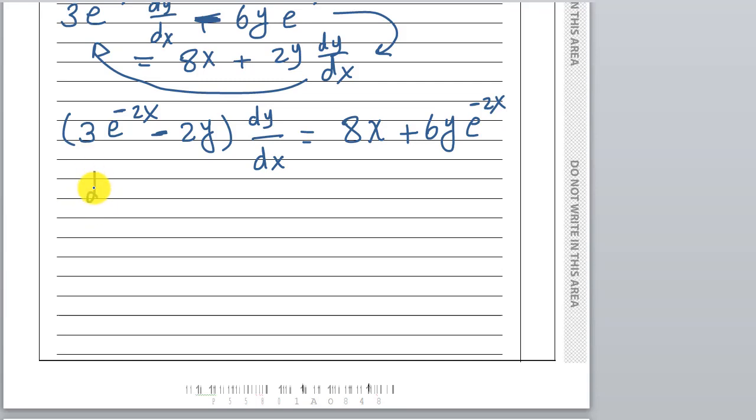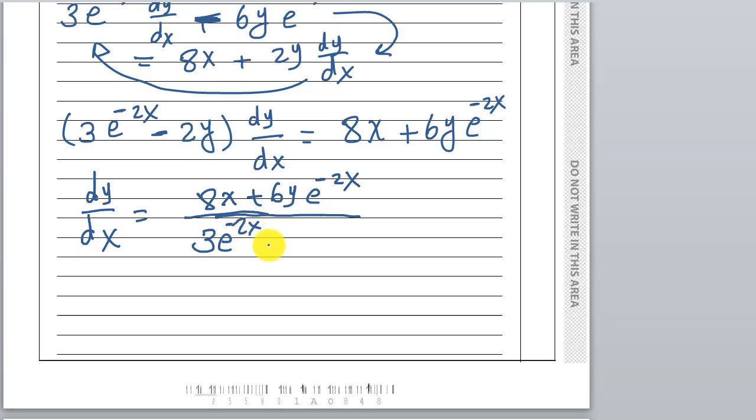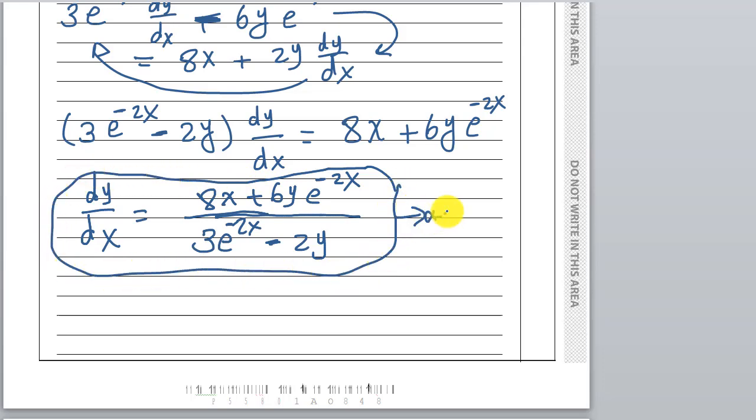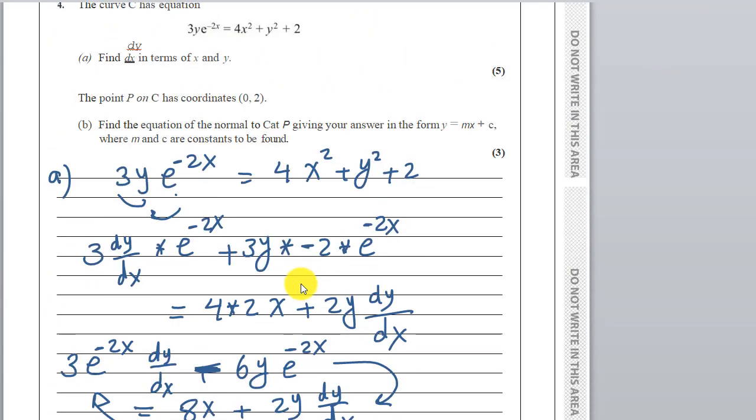So dy/dx will equal to (8x plus 6y e^(-2x)) divided by (3e^(-2x) minus 2y). And this is the answer of this question. Let us go ahead to another part.